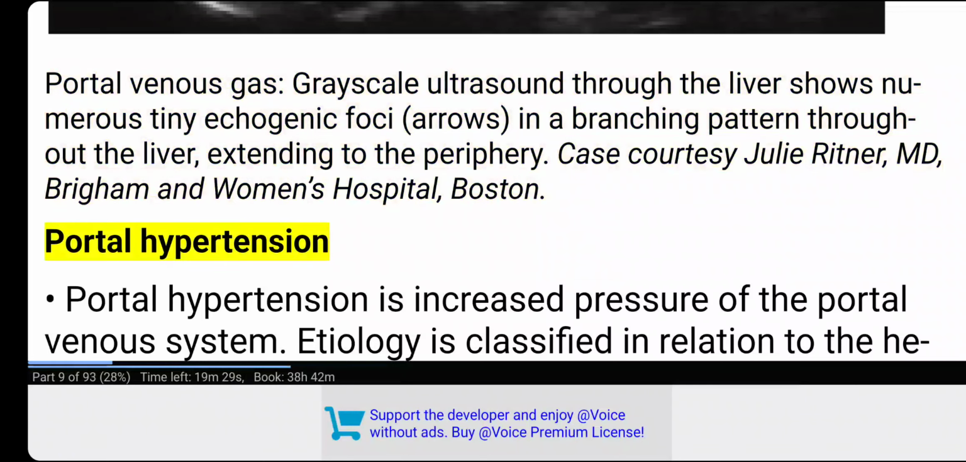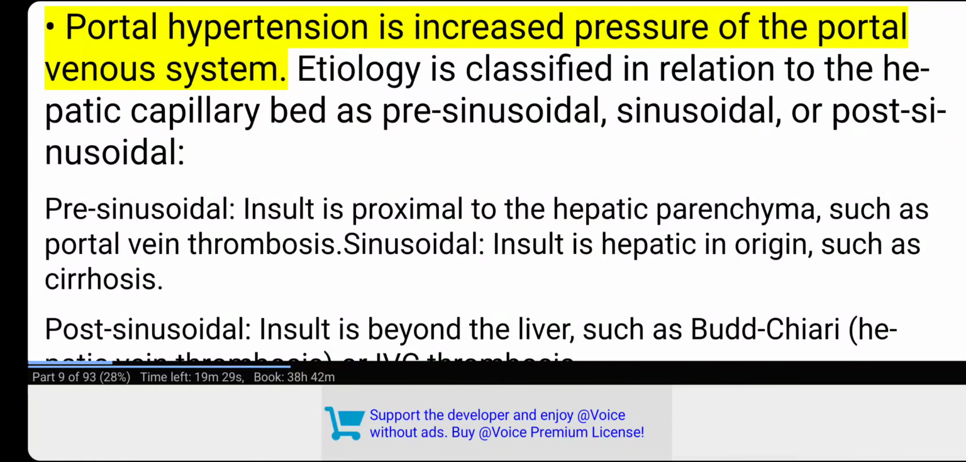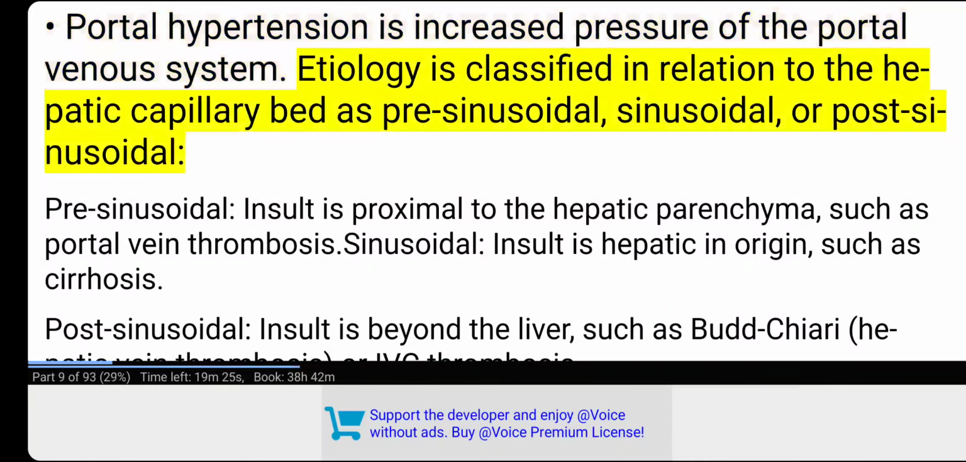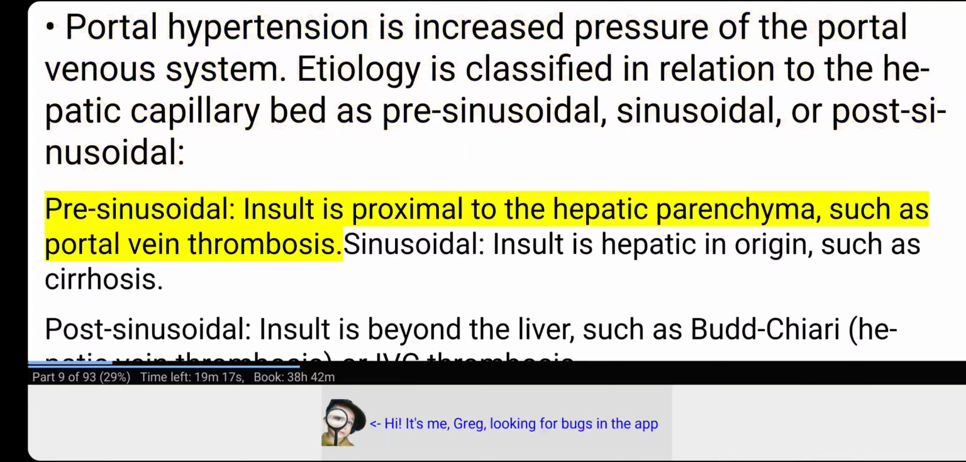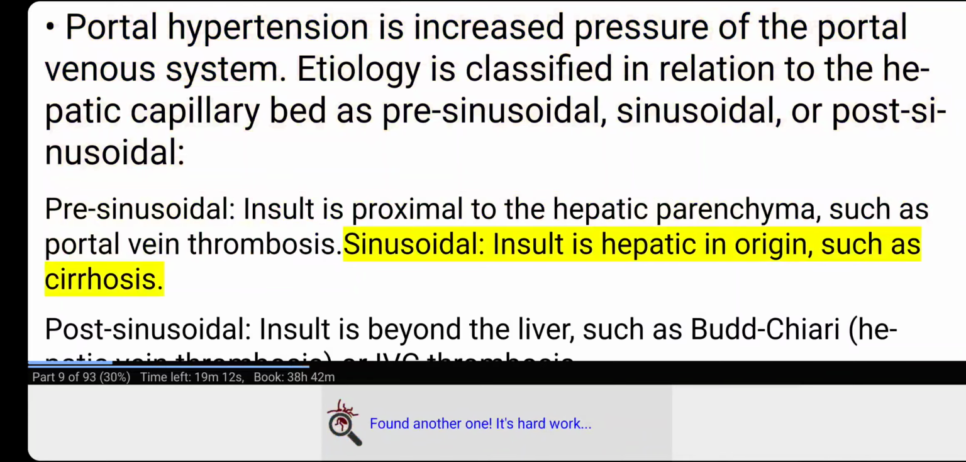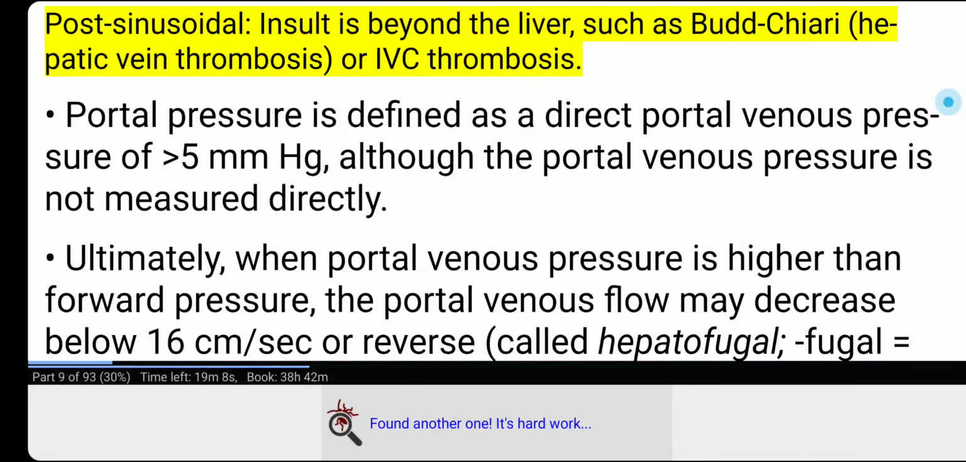Portal hypertension. Portal hypertension is increased pressure of the portal venous system. Etiology is classified in relation to the hepatic capillary bed as pre-sinusoidal, sinusoidal, or post-sinusoidal. Pre-sinusoidal. Insult is proximal to the hepatic parenchyma, such as portal vein thrombosis. Sinusoidal. Insult is hepatic in origin, such as cirrhosis. Post-sinusoidal. Insult is beyond the liver, such as Budd-Chiari hepatic vein thrombosis or IVC thrombosis.